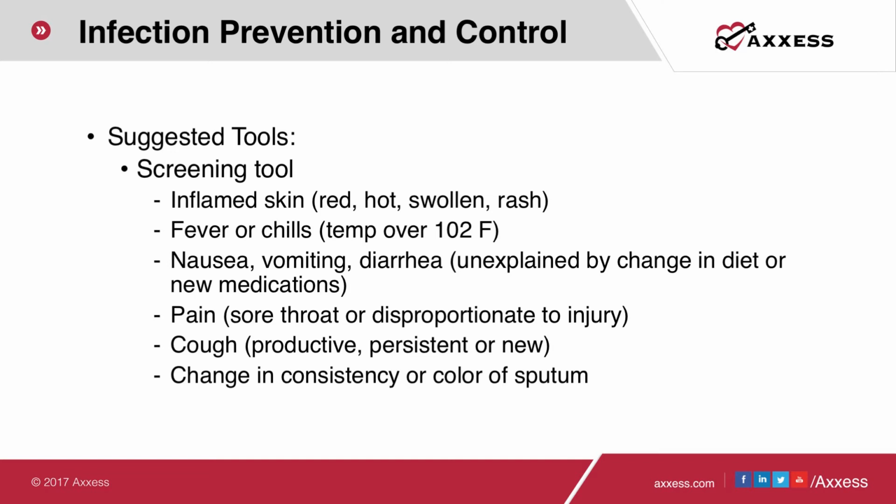And often that's one that's overlooked unless it's just really bad. But if you've got a patient who's having nausea, vomiting, or diarrhea, and they haven't had a recent change in diet or medications, that's an infection symptom right there that we need to get on top of. Pain, like a sore throat, or pain that's disproportionate to an injury, can also be a sign of infection. A productive, persistent, or new cough, or a change in consistency or color of sputum. Those are some things that you can put on a screening tool for your clinicians to fill out and turn in.